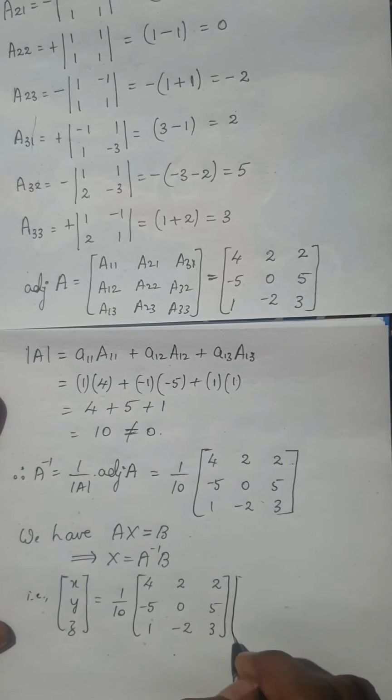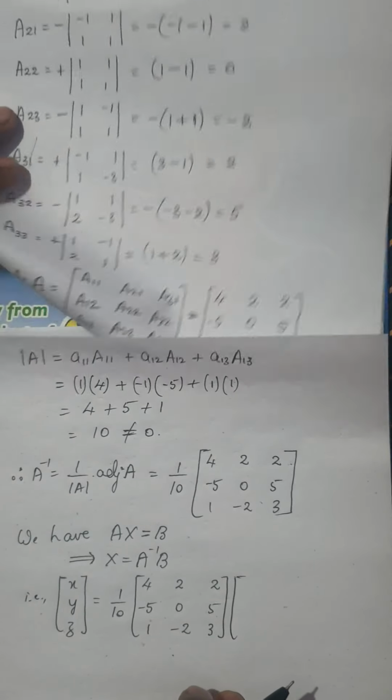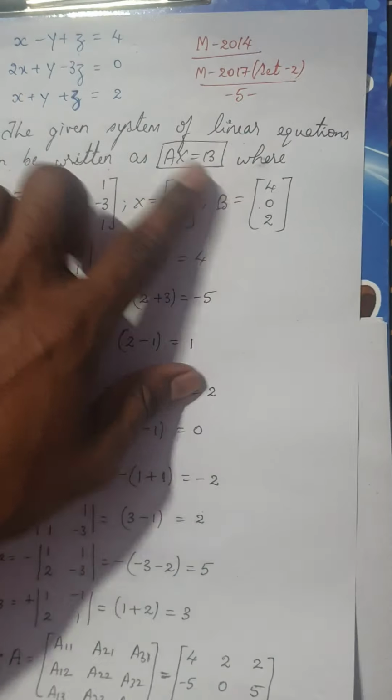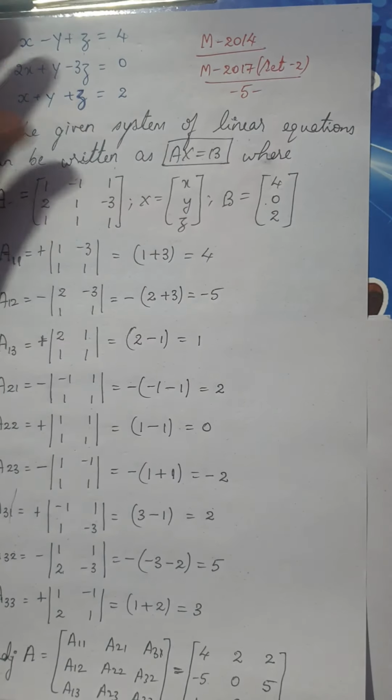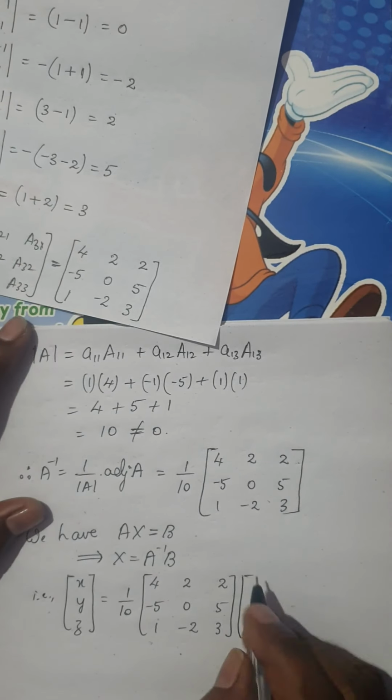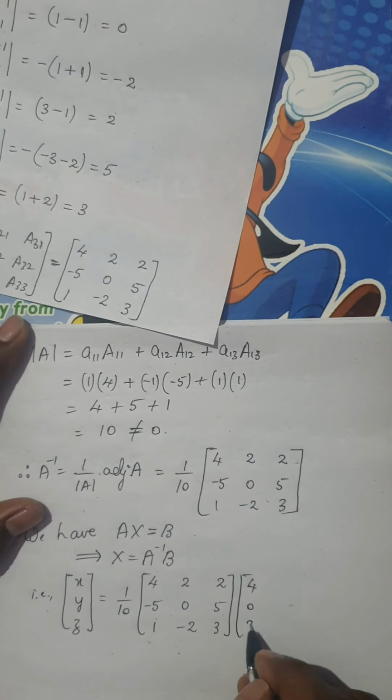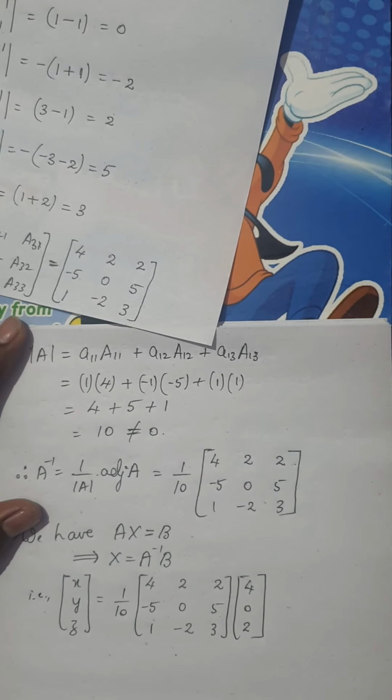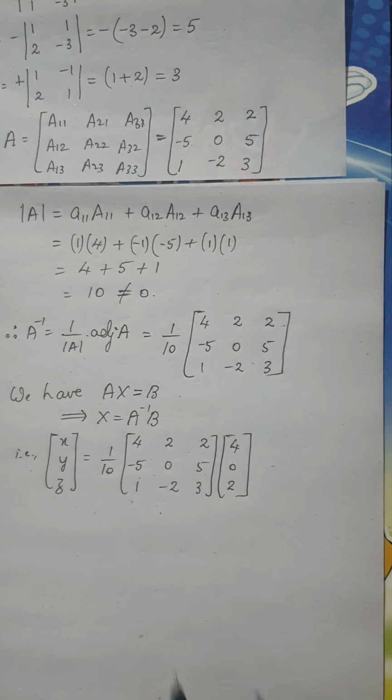Okay. Finally, check what is matrix B. We have already written it in the beginning. The matrix B is nothing but 4, 0 and 2. Is it clear? So let me write it here. So I have 4, 0, 2. Is it fine? So now we are going to multiply these two matrices and see how we are going to solve it.